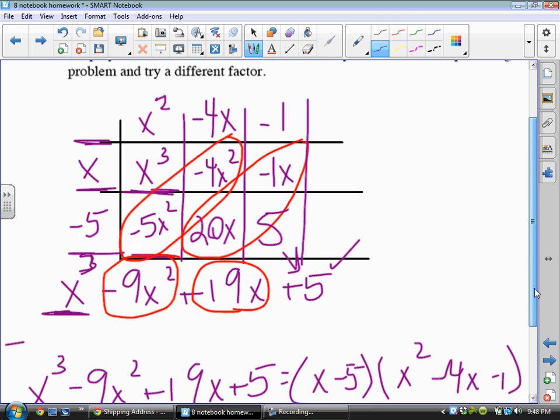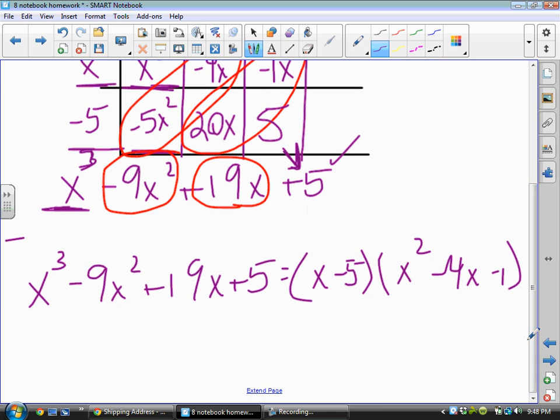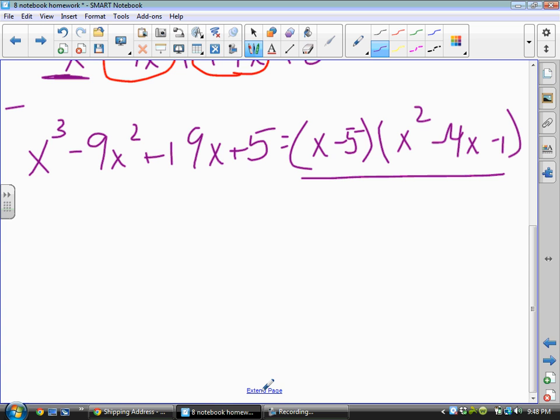Alright, so what is the question even asking? It says, if it is a factor, so this is the factor because there's no remainder, because my last number equals this last number, use it and the resulting factor to find all the zeros of the polynomial. So basically I need to set that stuff equal to 0 and solve it. Well, this guy right here is going to get me x equals positive 5.